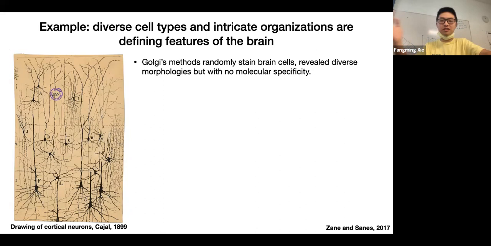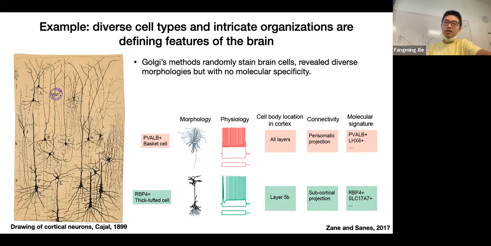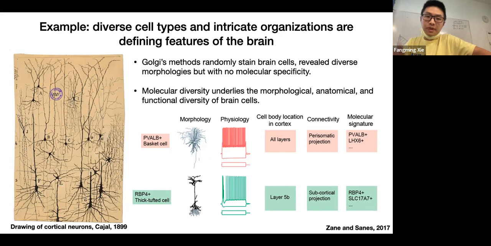But later on, over the last century, we know that diverse cell types are represented not only by their differences in morphology, shapes and sizes, but also in their functions, in physiology, and how they respond to electrical signals and stimuli, in where they are located in the mouse brain or human brain, and which other brain regions they talk to. And fundamentally, they have different molecular signatures because all cells are molecular machines and their properties are determined by their molecular programs. So molecular diversity underlies morphological, anatomical, functional diversity of brain cells. And so in other tissues as well.